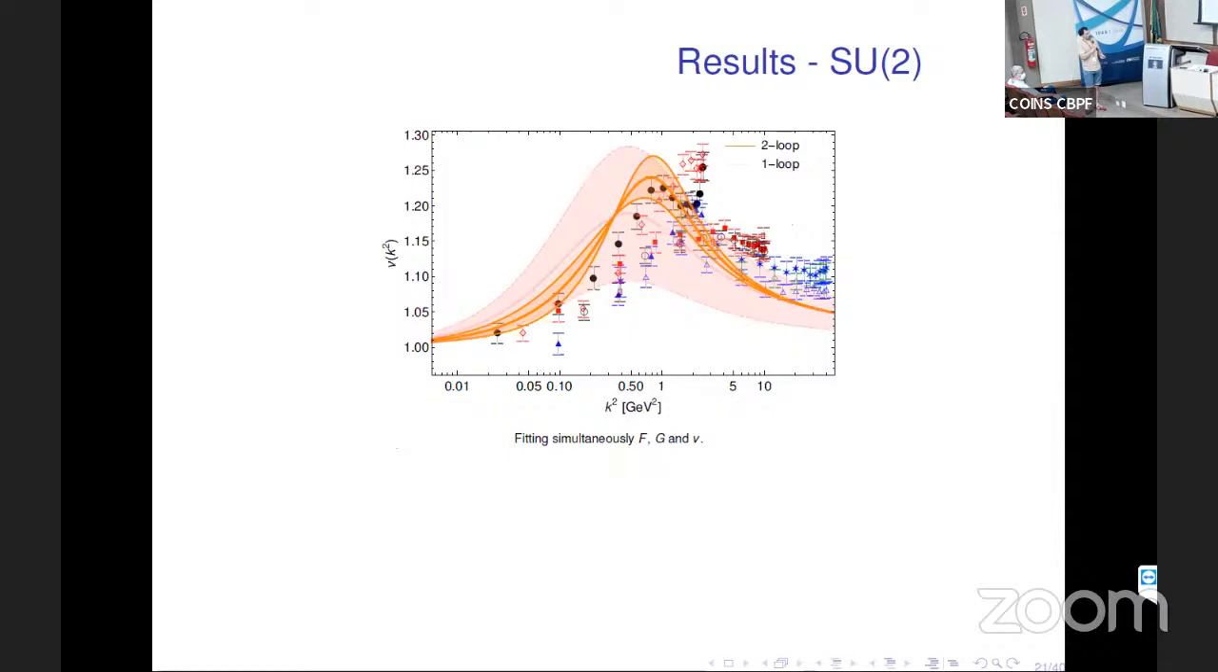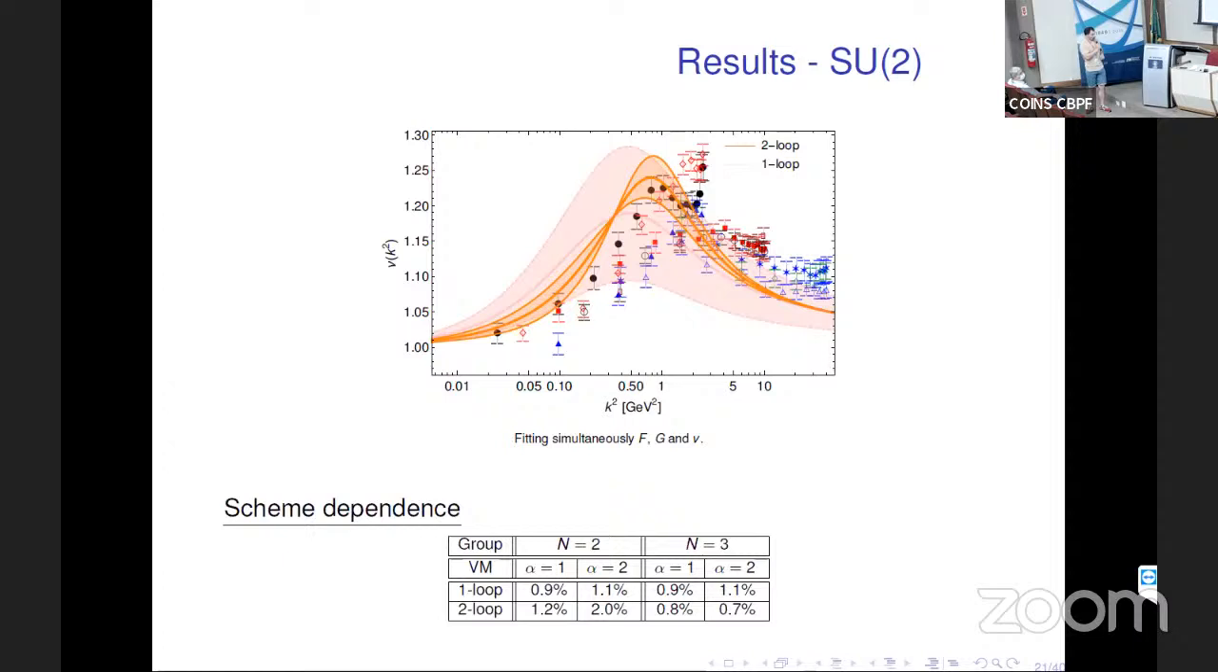Well, instead of trying to predict the vertex function, we can try to fit simultaneously the three quantities at the same time. Right, this is less ambitious, and here I am showing you the results, which are much better than in the previous case. We also check the scheme dependence of the result.